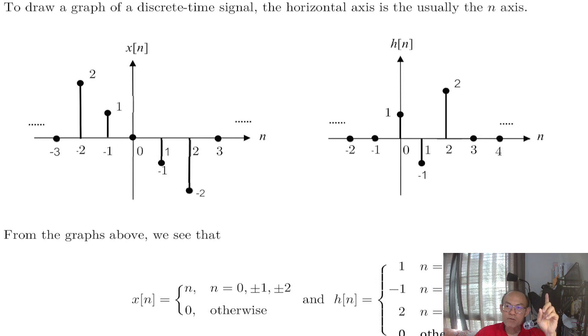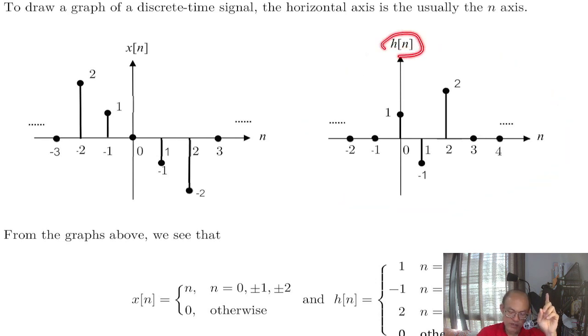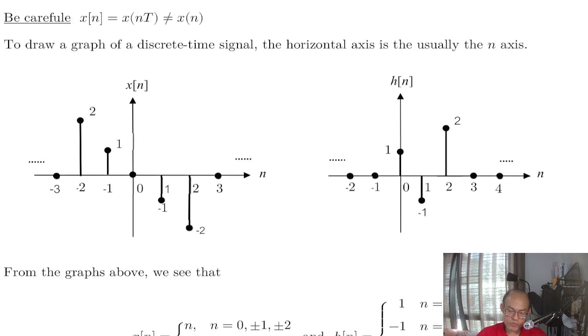Another example would be this. Okay, so this discrete time signal is called h of n, and the value of h at n equal to 0 is 1. The value of h at n equal to 1 is minus 1. The value of h at n equal to 2 is 2. Now, it is very important that discrete time signals do not have values. The values of them are not defined where n is not integer, so you should write that down.